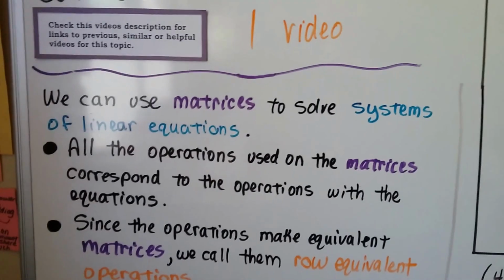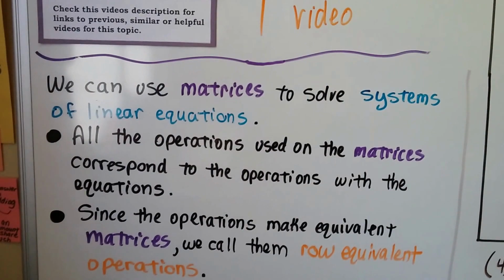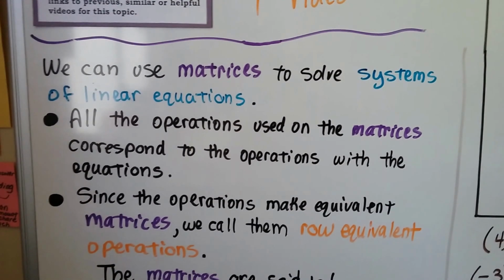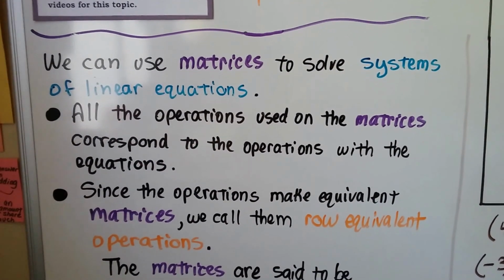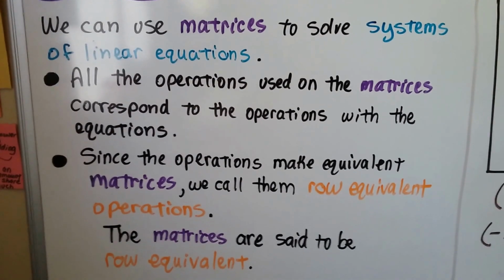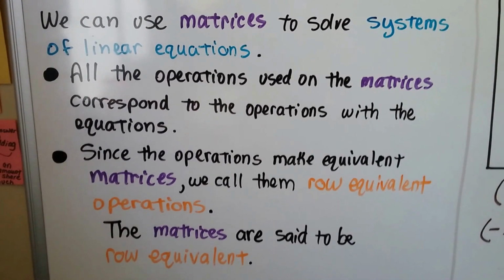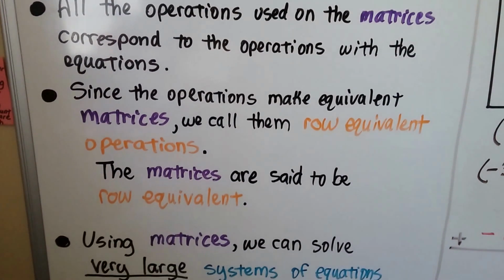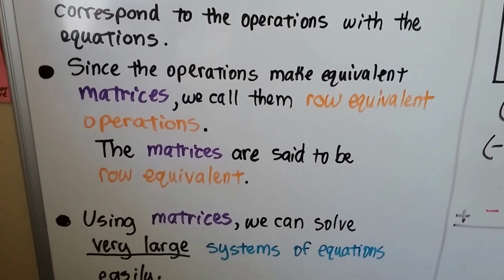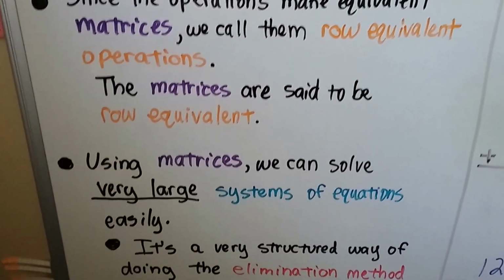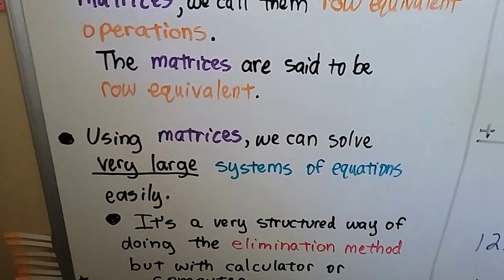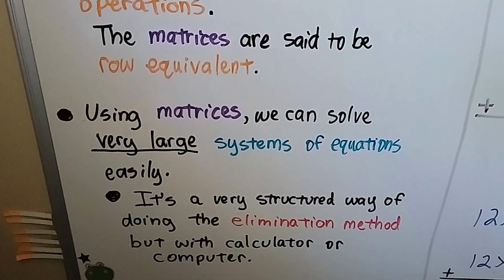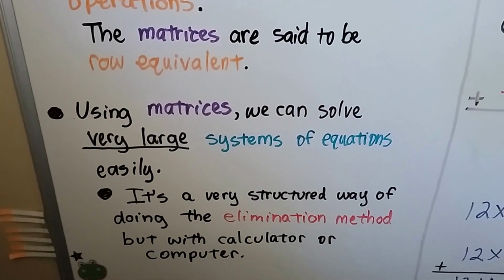So we can use matrices to solve systems of linear equations. We did that back in Chapter 4 with substitution and elimination. All the operations used on the matrices correspond to the operations with the equations. And since the operations make equivalent matrices, we call them row equivalent operations, and the matrices are said to be row equivalent. So using matrices, we can solve very large systems of equations easily. This is a very structured way of doing the elimination method, but with a calculator or computer.